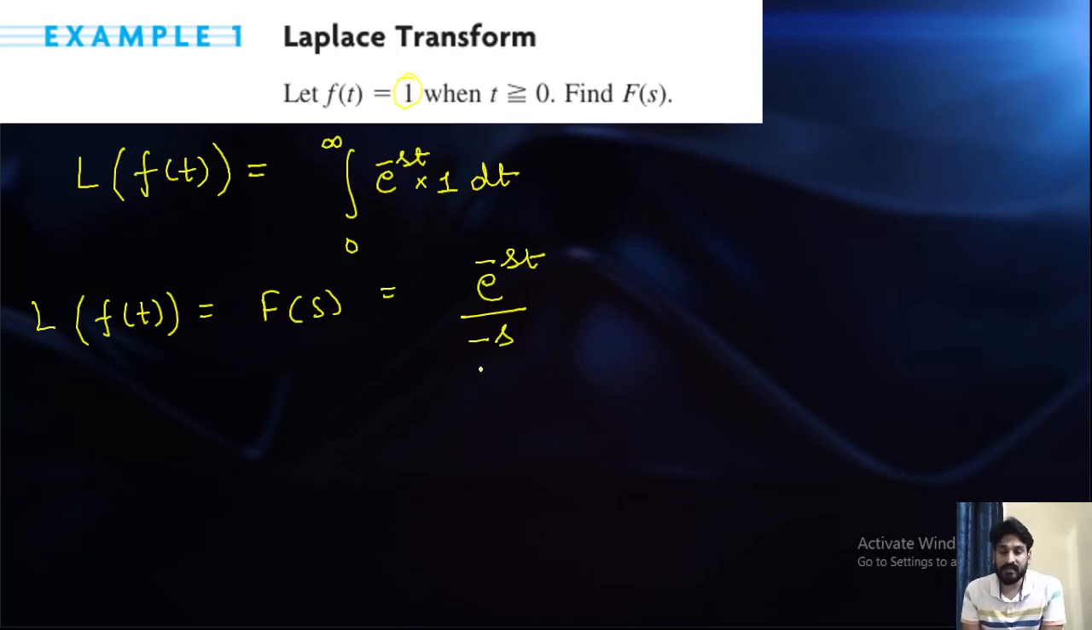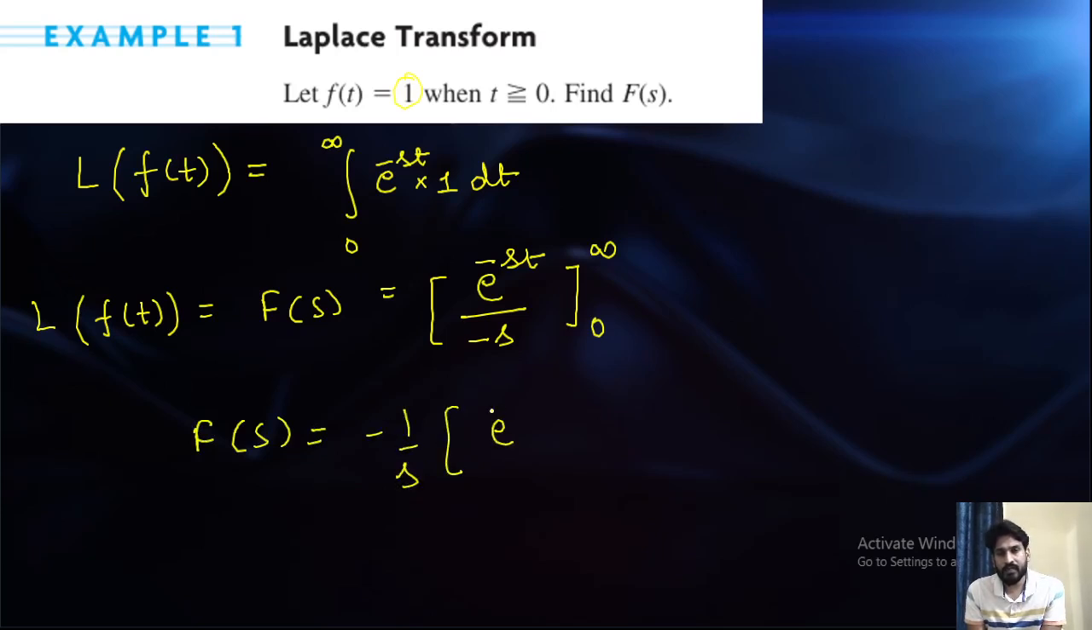Everybody is aware of the integration of e raised to power minus st. Now just apply the limits. So F of s is equal to minus 1 upon s into e raised to power minus infinity minus e raised to power minus 0. E raised to power minus infinity is 0. E raised to power minus 0 is 1.